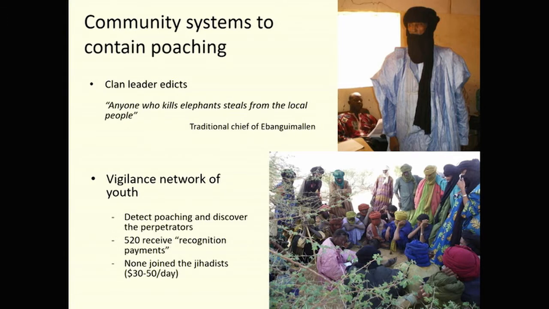But the local community, their leaders, said, well, we will make edicts that anybody who kills elephants is branded as a thief. And that carried great disgrace locally. And we also established a vigilance network. So these young men were watching out for poaching, letting us know, and they could discover through their networks who the perpetrators were. We were only able to give them recognition payments in terms of food, but none of them joined the jihadist groups, even though they were offering between $30 and $50 a day, because this carried local status. They were doing something of benefit to the wider community, and it was safer.